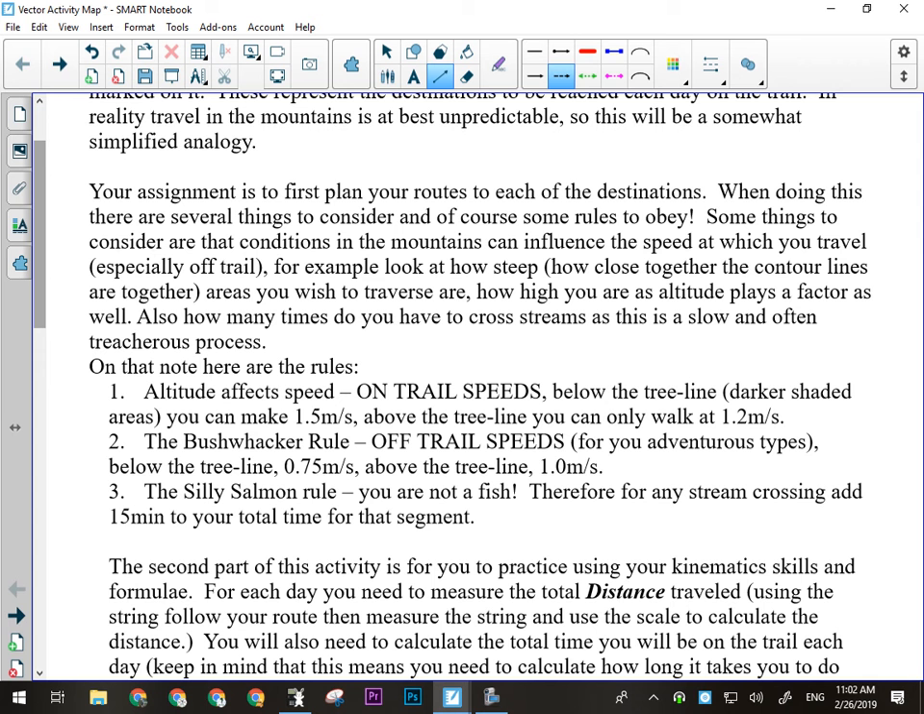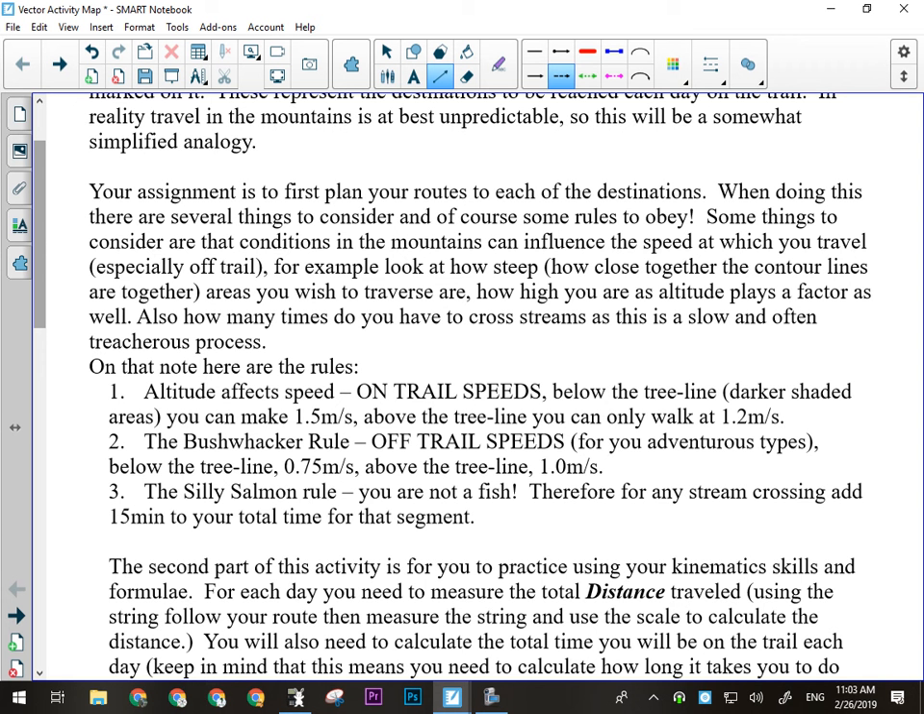Rule number 2, the Bushwacker Rule. You're going to have to go off trail in this, okay? I've made it that way on purpose so that you can't always walk on the trail. If you are off the trail and you've decided I'm going to walk along the river or through these trees, and you're not on a trail, then below the tree line, you can walk at 0.75 meters per second. Above the tree line, where there are no trees, you can walk at 1. You can actually walk faster at a higher altitude off trail.